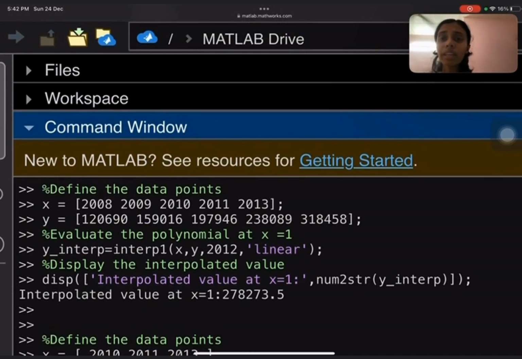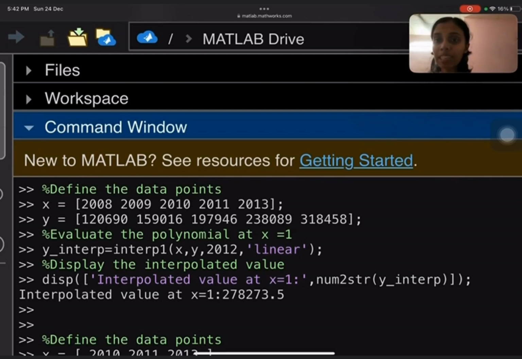Then y interpolation equals interpolation x. X represents the vector x that contains the sample points, and y is the vector that contains the corresponding values for the years. Then 2012 is the year that we are going to find the cumulative installed wind capacity. Then we have to state that this is a linear approximation, so that MATLAB will calculate the answer for linear approximation.